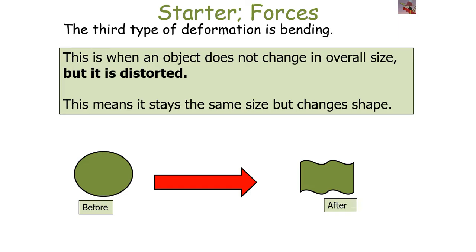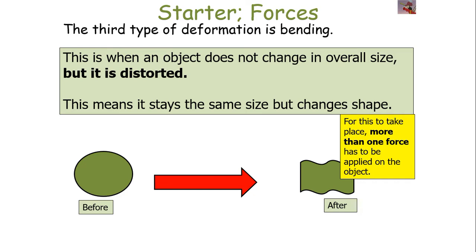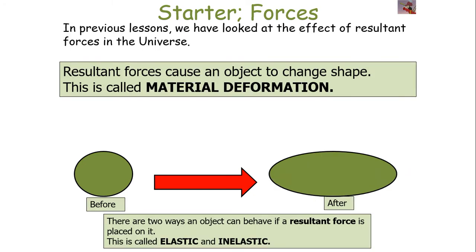Now, the third type of deformation is called bending. That's when it doesn't change in overall size, but becomes distorted. So it stays the same size, but changes shape. And once again, because we need a resultant force to do this, more than one force has to be applied to the object. Now, there are two ways an object can behave if a resultant force is applied. It can either act elastically or inelastically, and this can occur for either extension, compression, or bending.